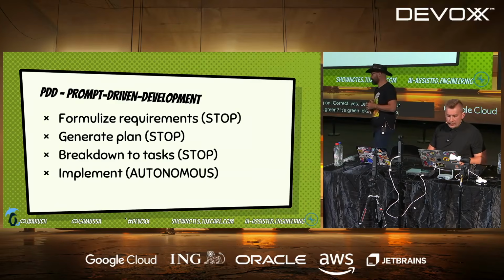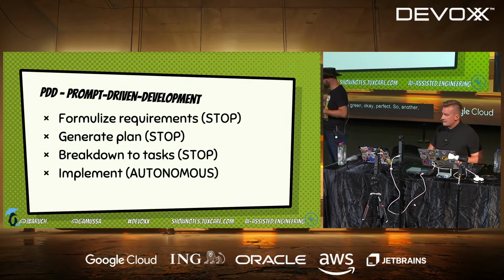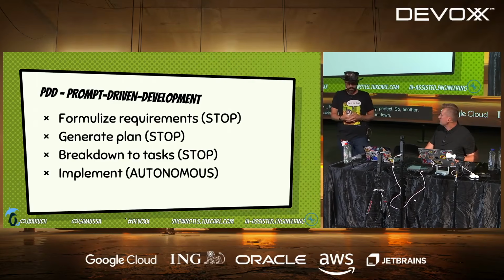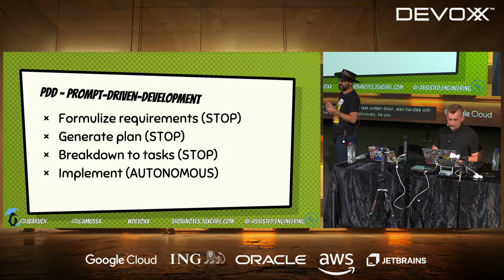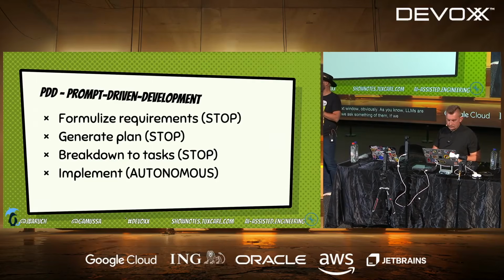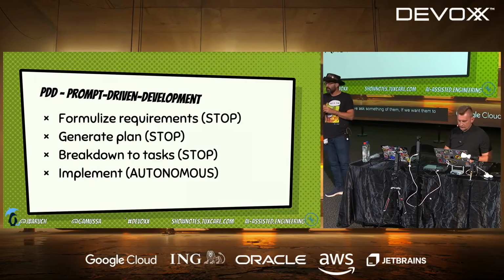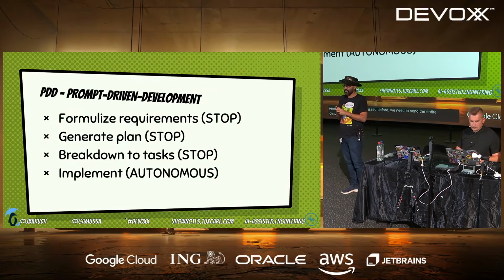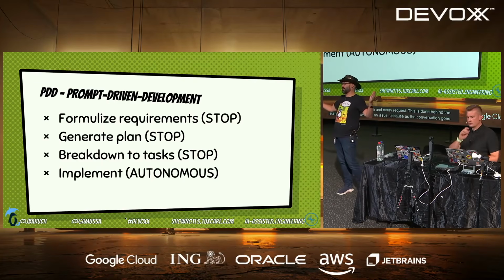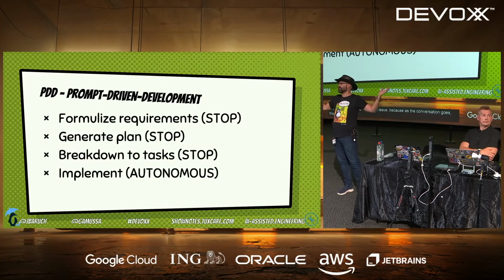So having the plan and tasks written down also handles the limitations of the context window. Obviously, as you know, LLMs are stateless, and every time we ask something of them, if we want them to remember what was discussed before, we need to send the entire conversation history with each and every request. This is done behind the scenes, but it's still an issue because as the conversation goes, we send more and more until we cannot send such a large conversation anymore.